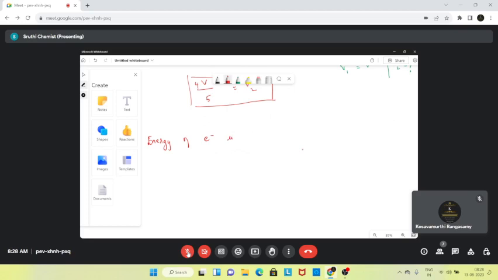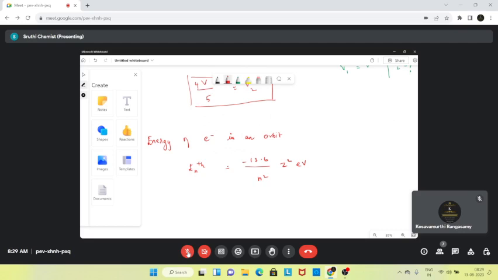Energy of an electron in an orbit. I think you know the formulas. The energy of the nth orbit is equal to minus 13.6 divided by n square, z square electron volt, EV meaning electron volt here. So this is the formula: the energy of the nth orbit is equal to minus 13.6 z square by n square EV.